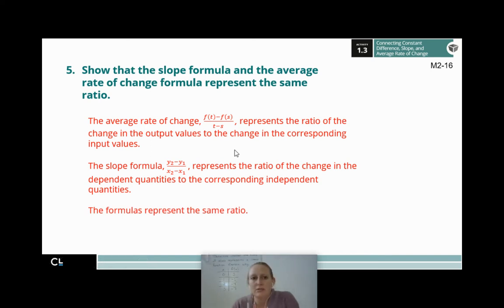They're both slope. Sometimes we call it slope. Sometimes we call it average rate of change. Sometimes we use this formula. Sometimes we use that formula. It's all the same stuff.